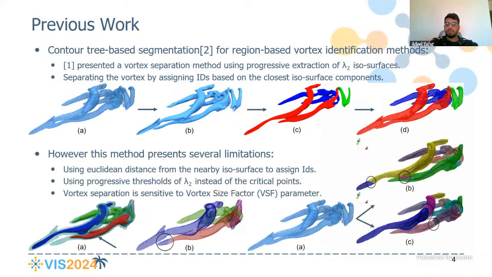Lastly, due to the use of a parameter called vortex size factor, VSF in short, a region could result in different separations based on the value of VSF being used. Moreover, it is not straightforward to determine what value of VSF should be used to separate vortices across different datasets.